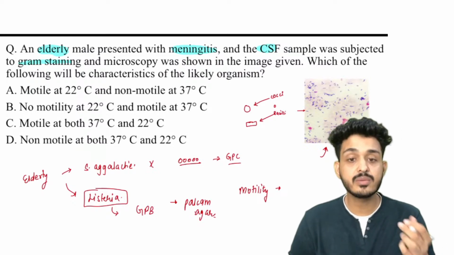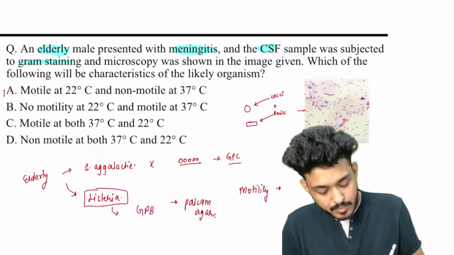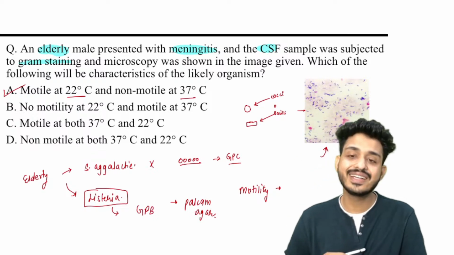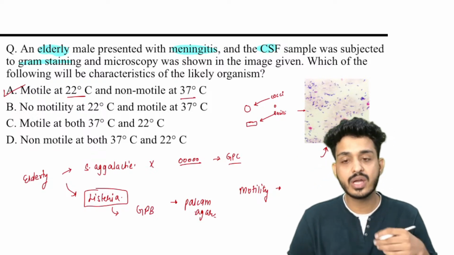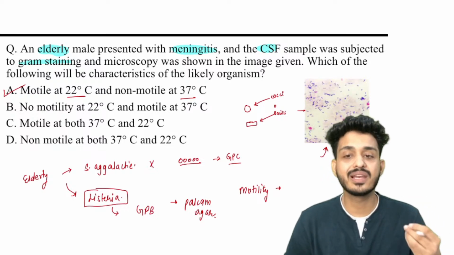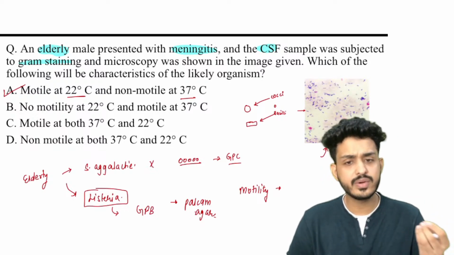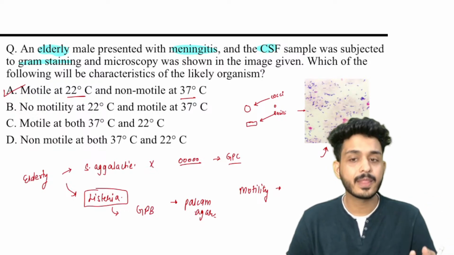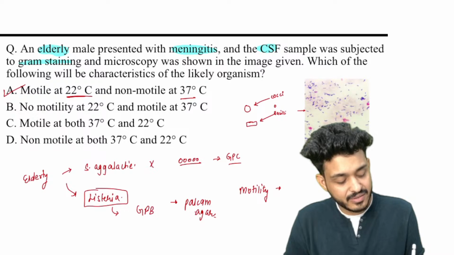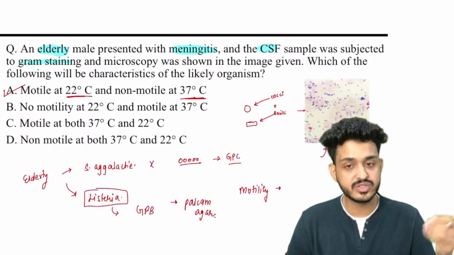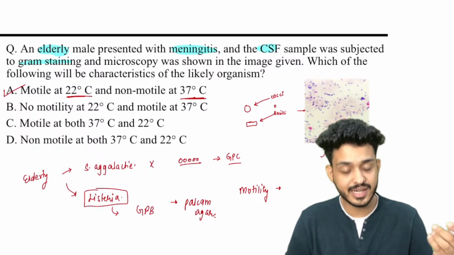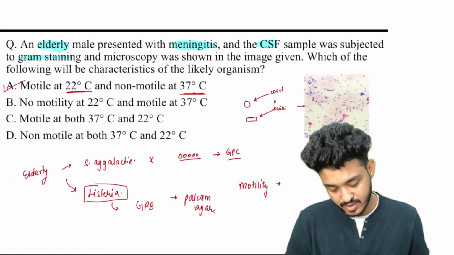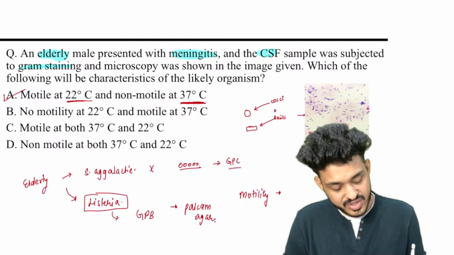What is differential motility? For example, it will be motile at 22 degrees Celsius and non-motile at 37 degrees Celsius. So when we are young, just remember like that: we drink and we roam all around, right? So that is your young age. But when you attain a specific age, you will have maturity, right? So after 37, you sit at home. Remember it like this. So this is your differential motility.